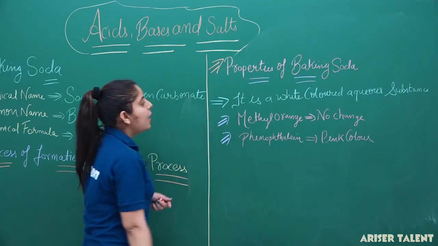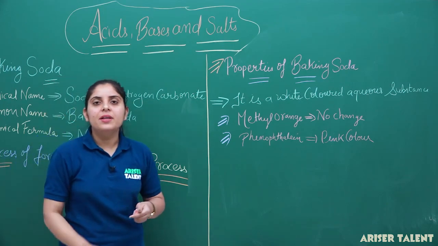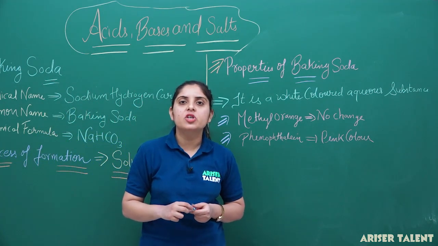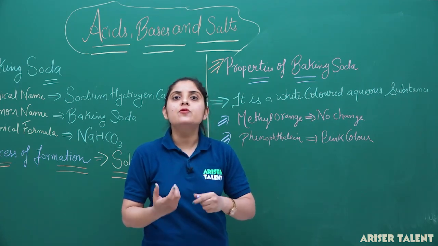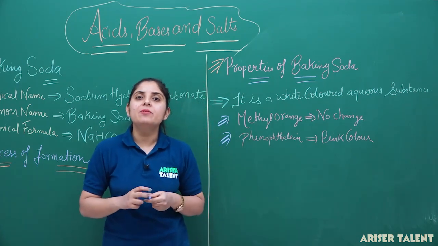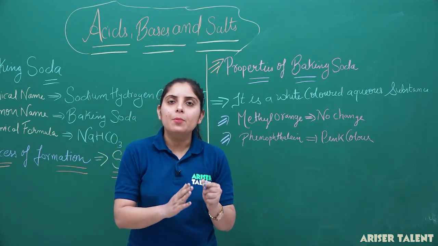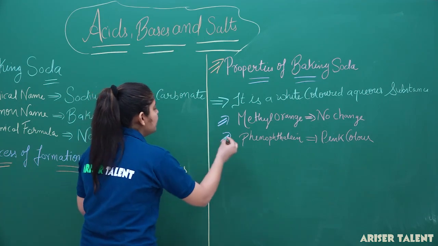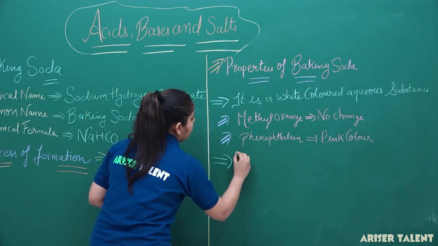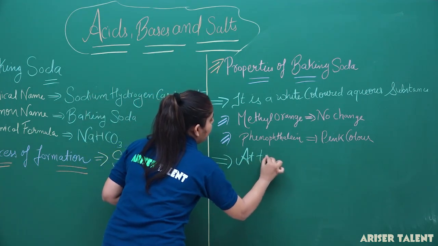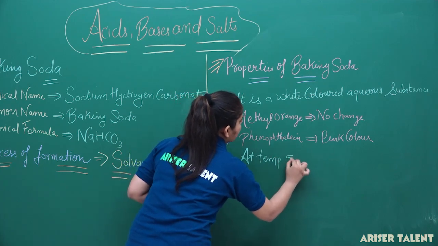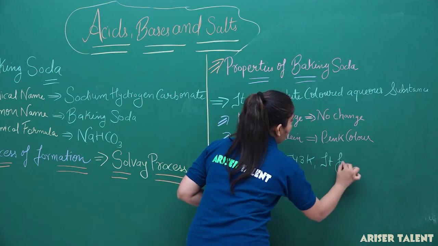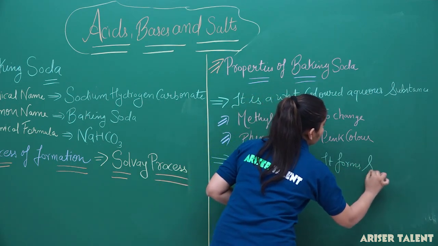Now its second property is, when sodium hydrogen carbonate is heated at 543 Kelvin temperature, it starts forming sodium carbonate. It means it will dissociate into sodium carbonate, carbon dioxide and water. So it is its another property, that is, at temperature 543 Kelvin, it forms sodium carbonate.